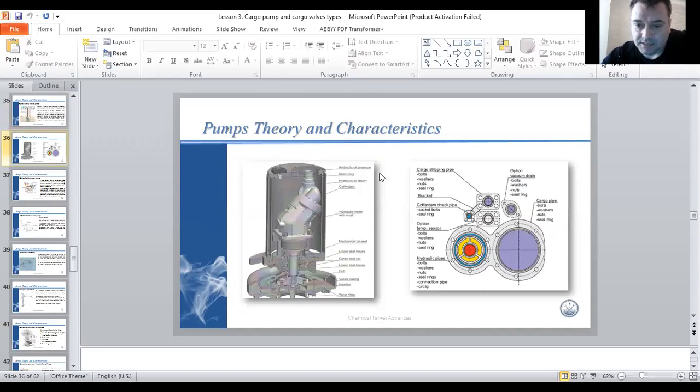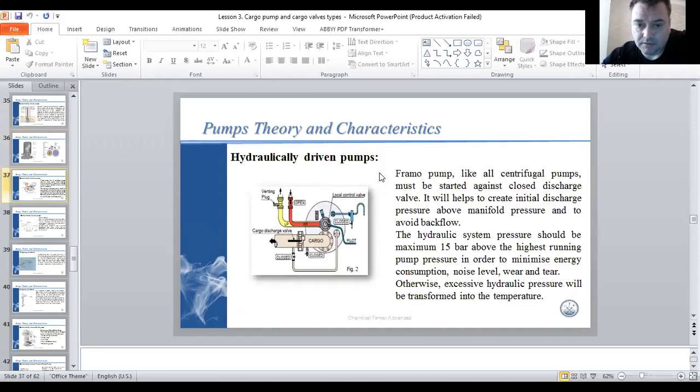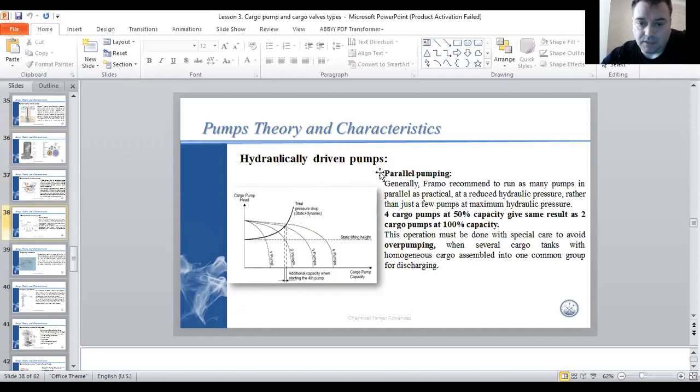That's what is inside of this cargo pump, the hydraulic driving pump. That's how to start it. I will explain it to you also on the simulator. I will show you the difference on the simulator. When you start two pumps with full capacity, it's the same discharge rate.